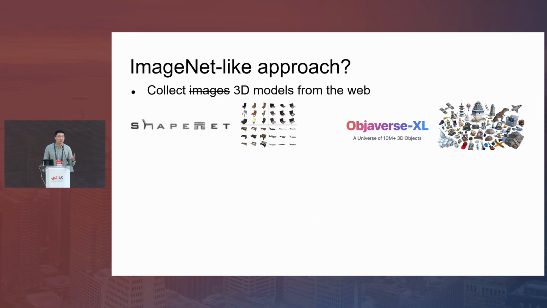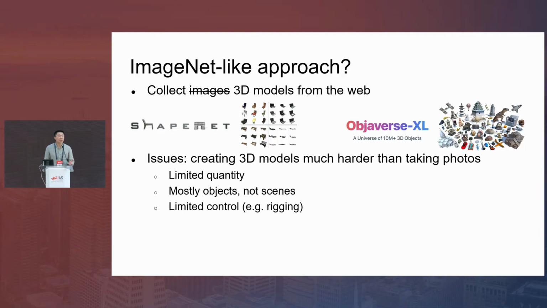So one approach you could take to get a lot of synthetic data is to take an ImageNet-like approach, where you go to the internet to download 3D assets to put in the virtual world, and people have done that, and it has been very helpful. However, fundamentally, the data through this route is limited, because creating 3D models is much harder than taking photos, and there is a limited quantity of high-quality 3D models on the internet, and they have other limitations, like limited control.